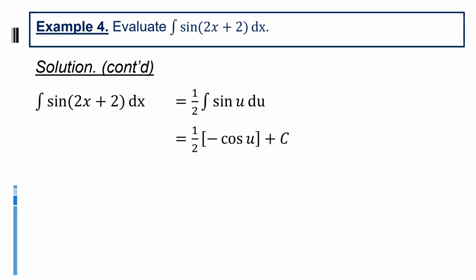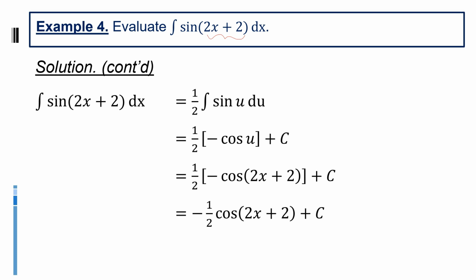And we know that the integral of sin u is negative cosine u. So, we have 1/2 times negative cosine u plus c. Or that is 1/2 times negative cosine of, ibalik natin yung value ng u, which is 2x plus 2. So, we have 2x plus 2. So, we have 1/2 times negative cosine of 2x plus 2 plus c, or that is negative 1/2 cosine of 2x plus 2 plus c.